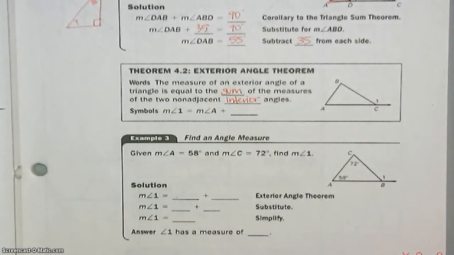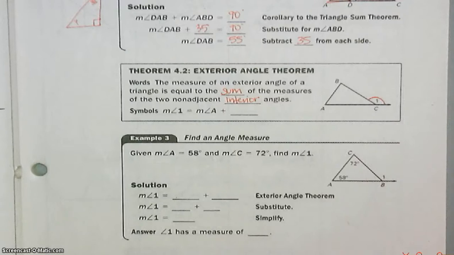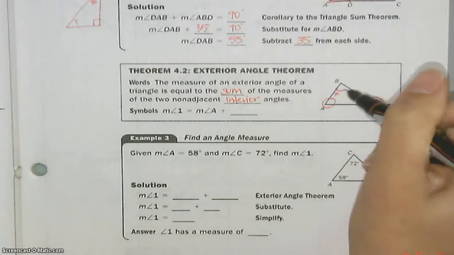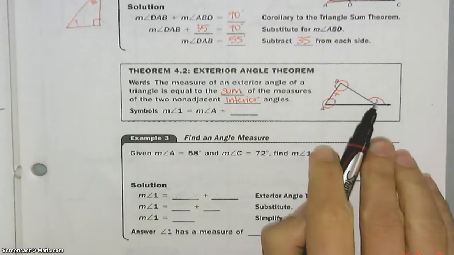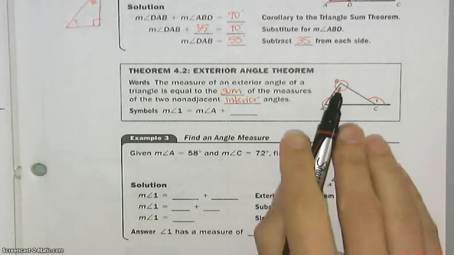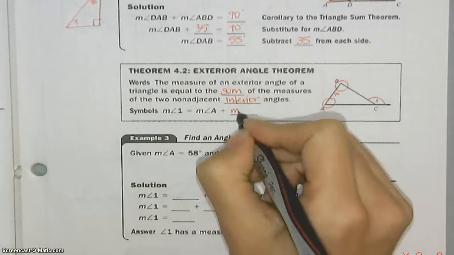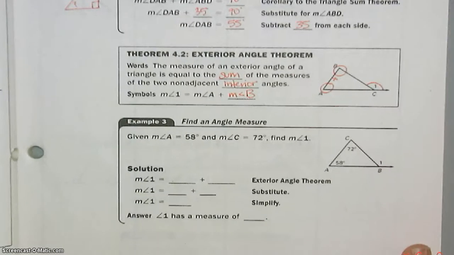All right, so what is this saying? This is saying that angle 1 is equal to these two angles added together. So the exterior angle is equal to these two added together. 1 is equal to A plus B. All right, and I'll show you why this works.